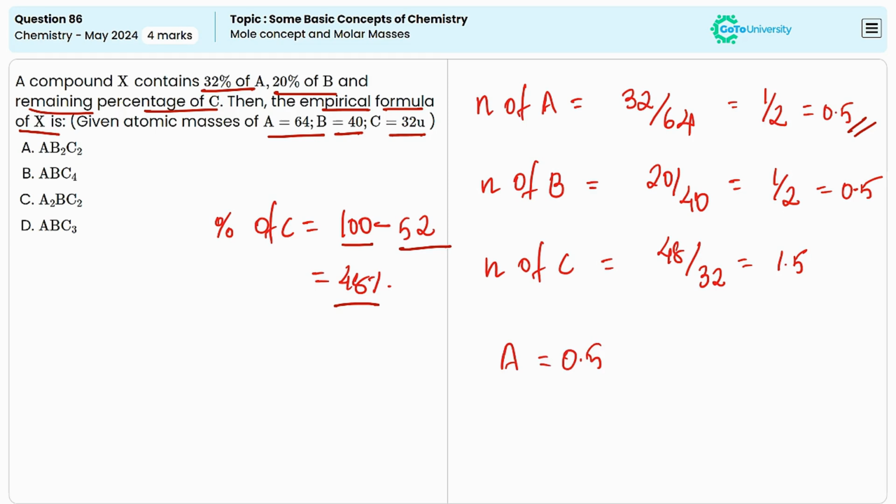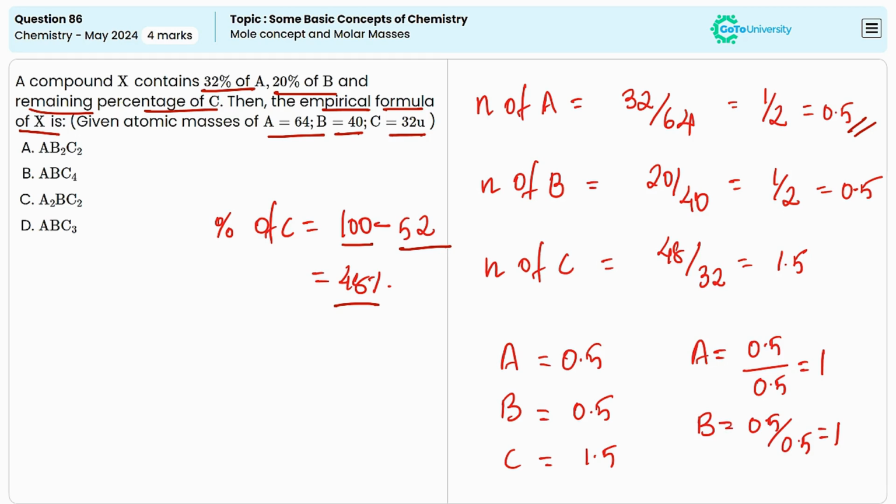Now we got the number of moles of A is 0.5, B is 0.5 and C is 1.5. In order to get the empirical formula, we need to convert these fractional values into whole numbers. For this conversion, we are dividing all these values with 0.5. Then we will get the ratio of A is 1, B is 1 and C is 3.